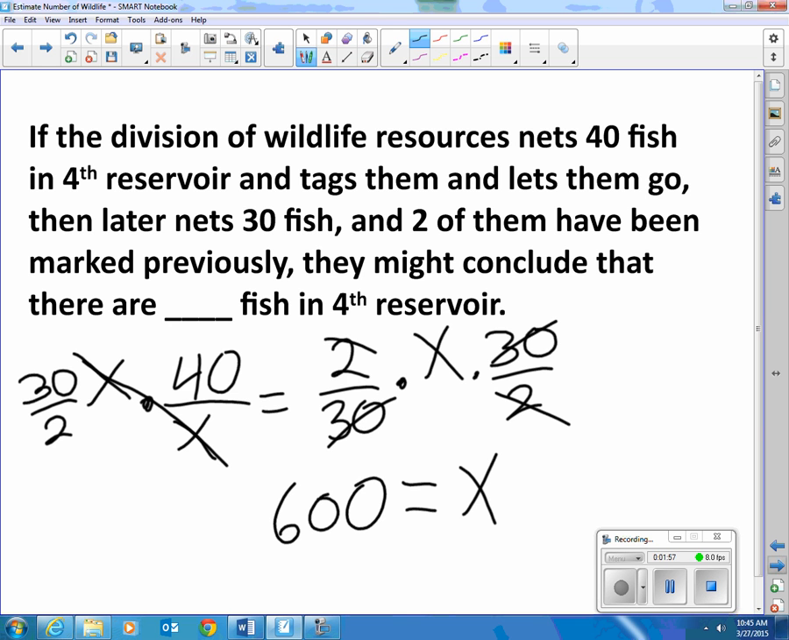You can just put that in your calculator if you want. Or you could say half of 30 is 15. 4 15s is 60. So 40 15s is 600.